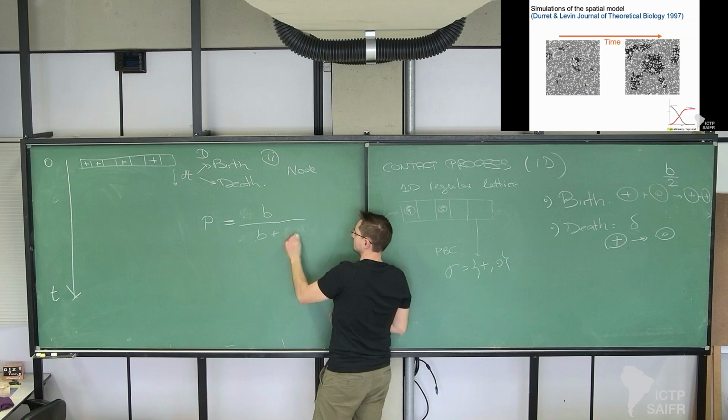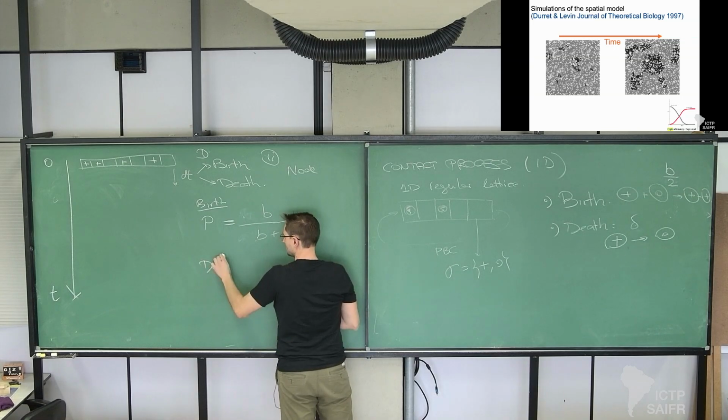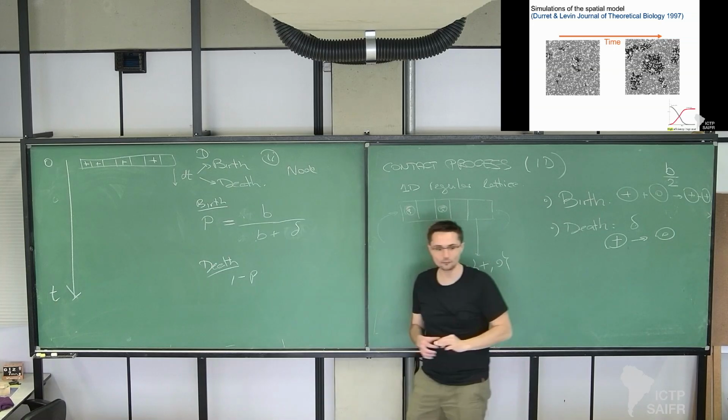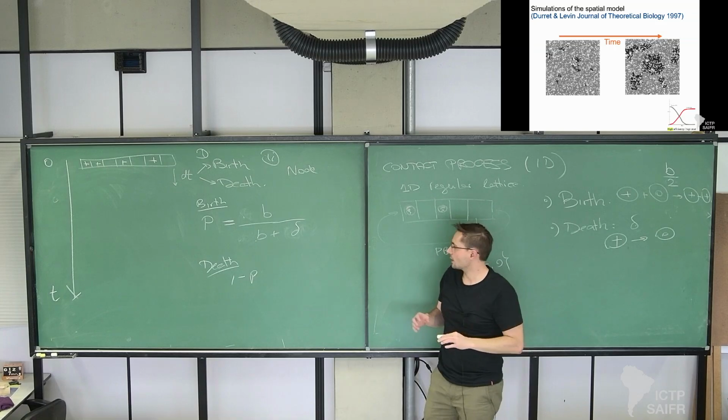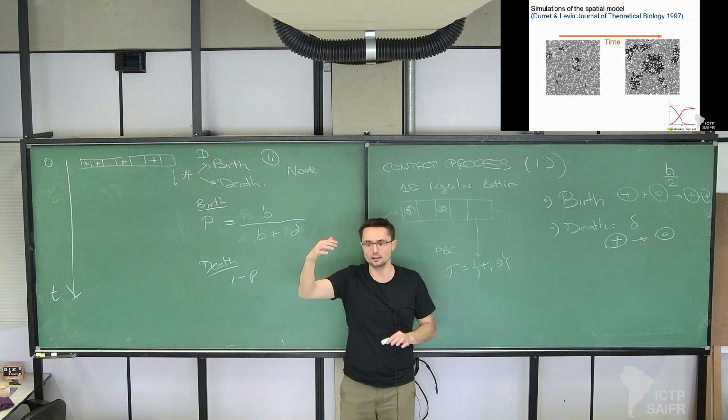And of course, the death probability is going to be 1 minus p. When you implement this in the computer, there are many ways of making this more efficient. You can think of discrete time, as I am thinking now: t is 1, t plus 1, t plus 2, t plus 3, because I don't care about the time.